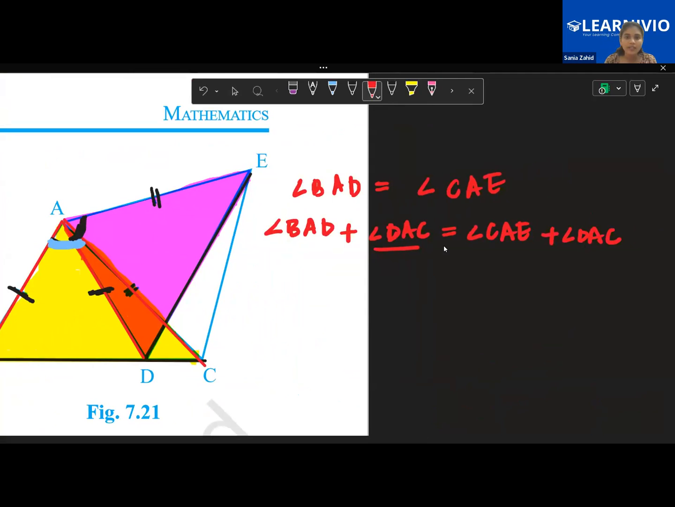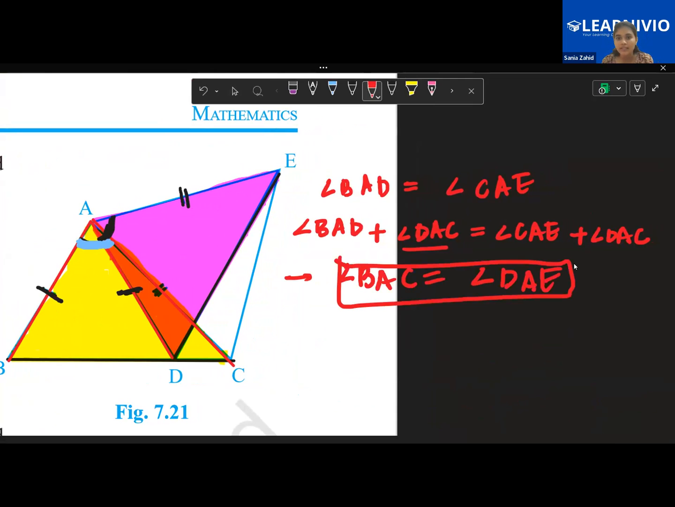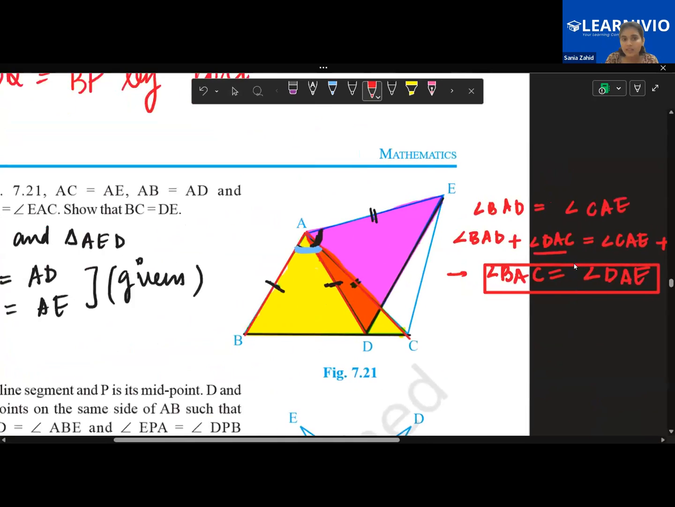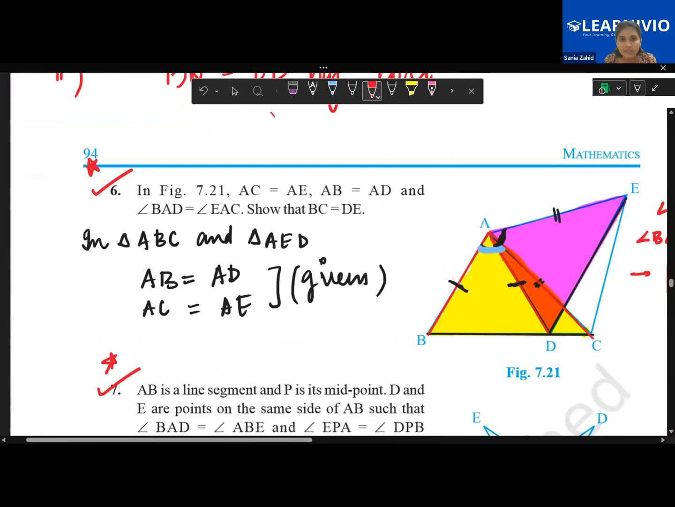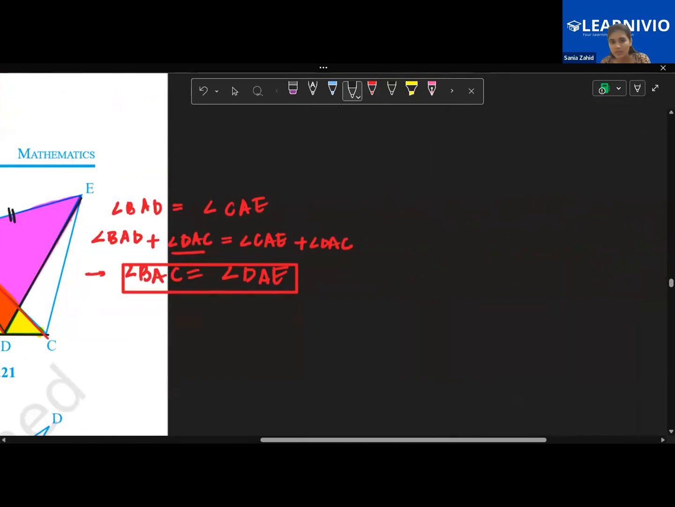So what do I get on the left side? Angle BAD plus angle DAC becomes how much? Angle BAC. And on the right side, CAE plus DAC becomes how much? Angle DAE. Okay, so this is my derivation, and this derivation I will use as my third point. So I'll write down angle BAC is equal to angle DAE, by 1. You will write like this, and this point you will mark as 1.